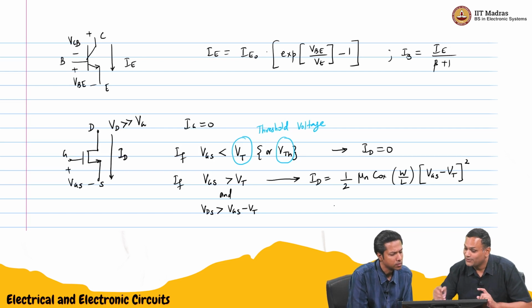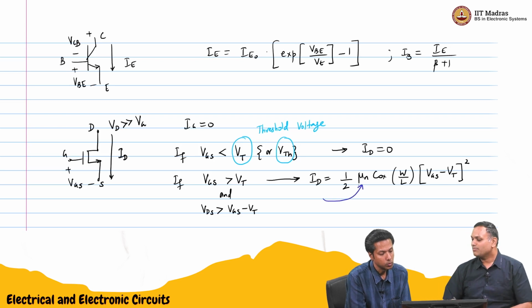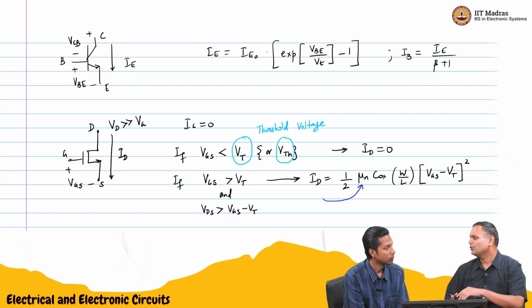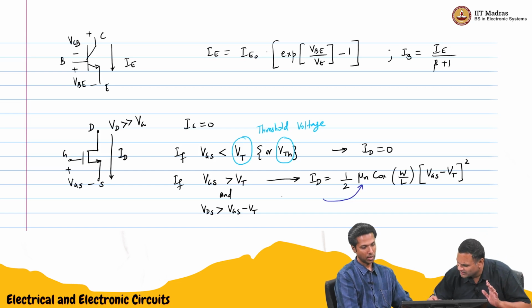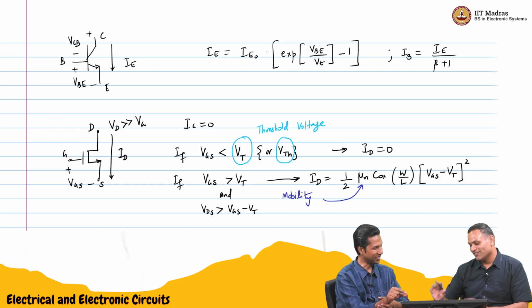So now, very important, we need to explain what these things are. This mu n is the mobility of electrons. It is some device property. From the circuit point of view, we don't need to spend too much time understanding it. If the students choose to take a devices course, they will understand how it depends on the device parameters. We will just assume that. Anyway, for a device, it is fixed. So mu and C ox W by L put together, I can give one value.